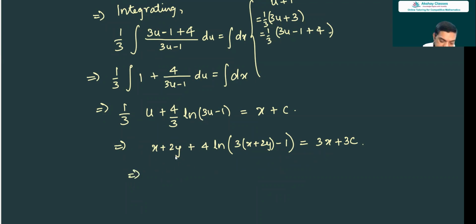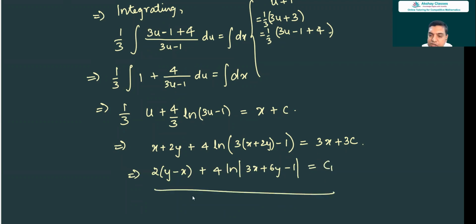So bring x this side, you get twice of y minus x plus 4 times of log mod, in fact 3x plus 6y minus 1 is equal to 3c. That 3c we can convert to c1. So this is the solution.